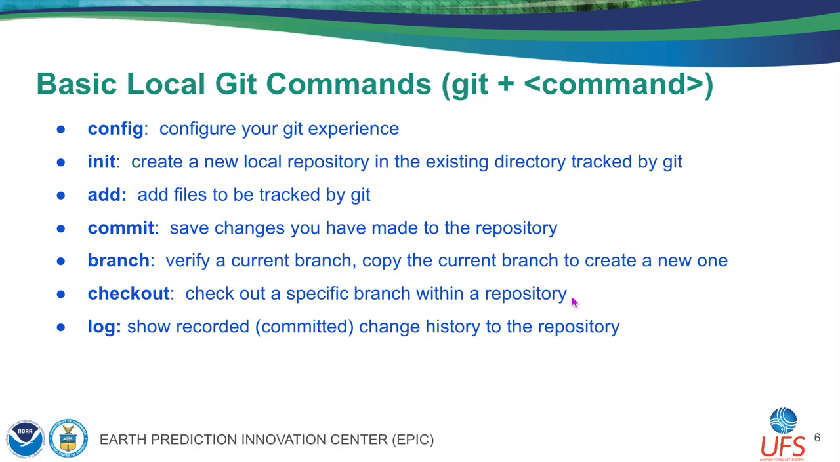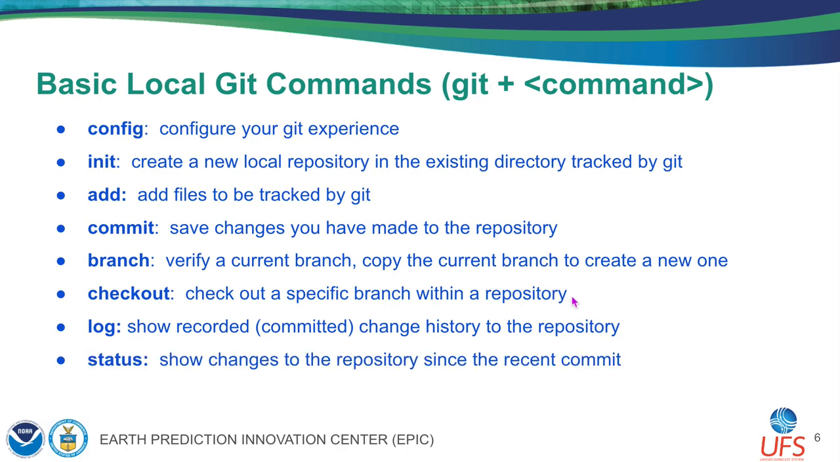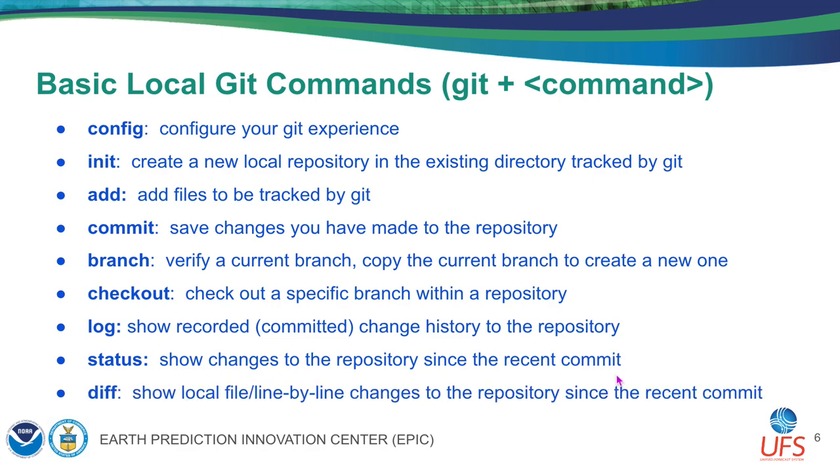git log will show you the recorded or committed change history for the repository. git status, on the other hand, will show you changes to the repository since the recent commit, so the changes that are not committed yet. git diff will show you the local changes file by file, line by line, to the repository since the recent commit.